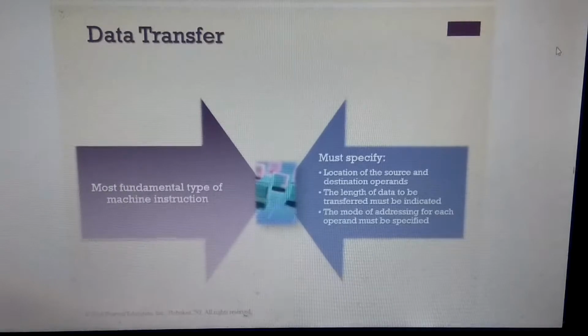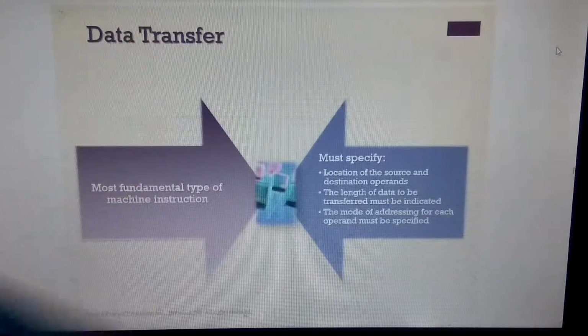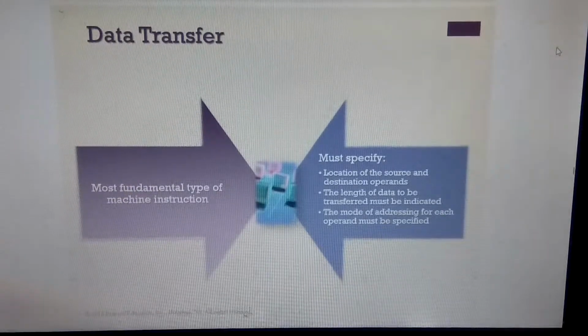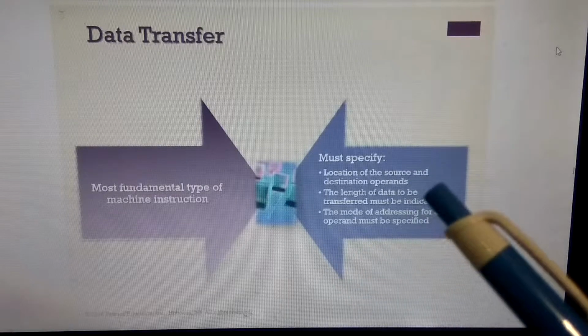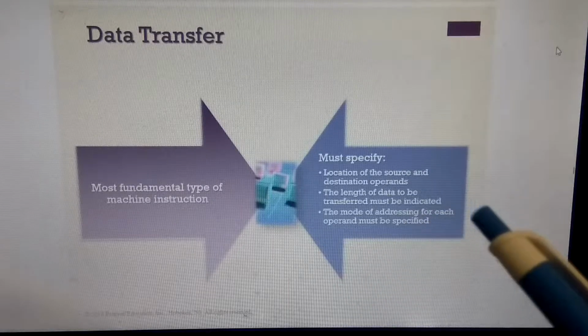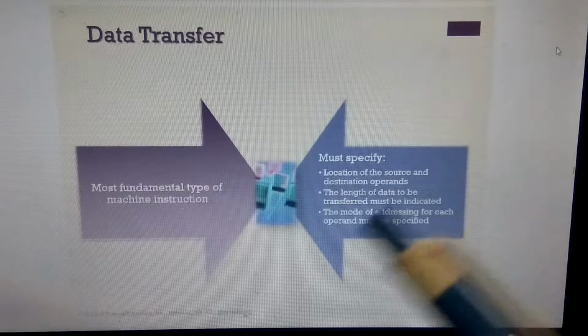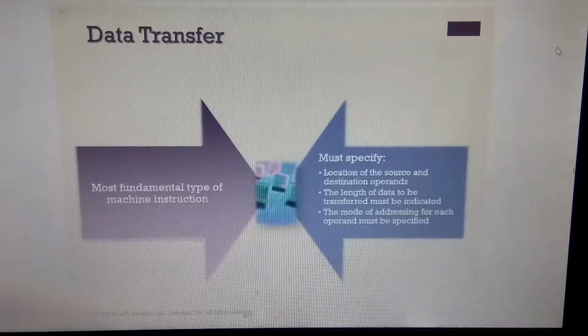Next, we'll look at the data transfer. It is the most fundamental type of machine instruction when we execute a program, and it must specify the location of the source and the destination operands. Besides, the length of the data to be transferred must also be indicated, and the mode of addressing for each operand must be specified.